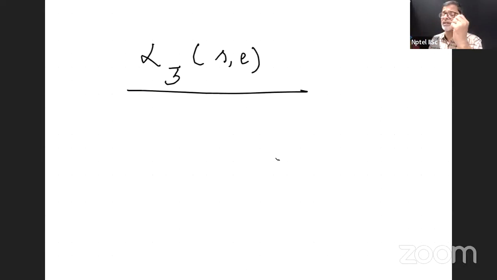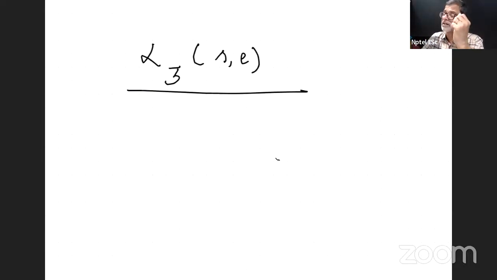The first question is, can you explain the meaning and procedure for calculating alpha 2 SE, alpha 3 SE, and so on? Alpha 3 SE. So what is the meaning of this? Let's first see what this means.